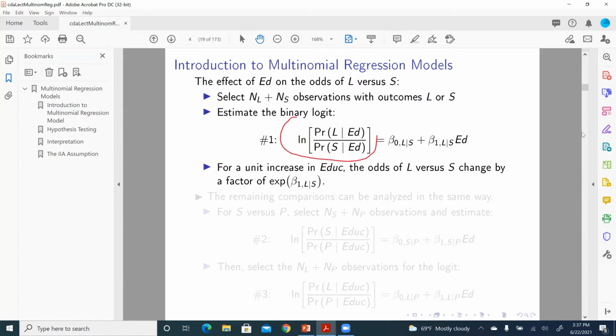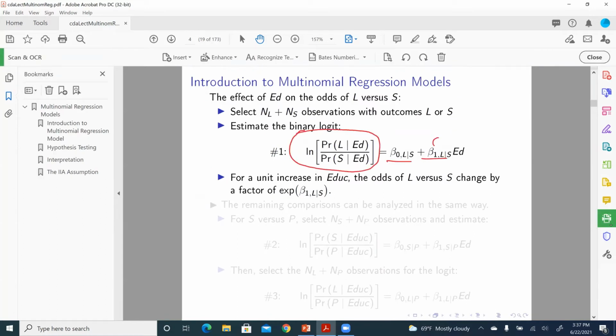Log of the odds. Recall my discussion of binary regression models. And we can have an intercept and a slope for education. And for the slope, we have 2 subscripts, right? One corresponds to education, the first slope. And then the second subscript denotes the odds comparison. This is laborer versus what? Skilled workers.